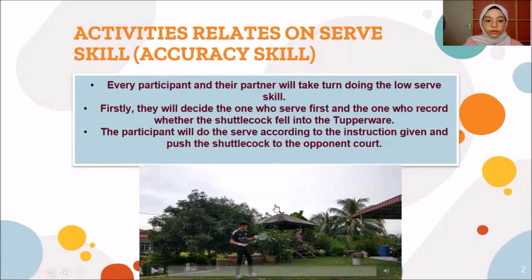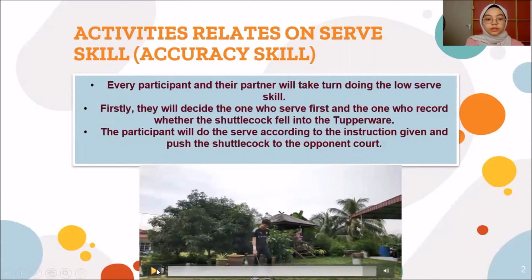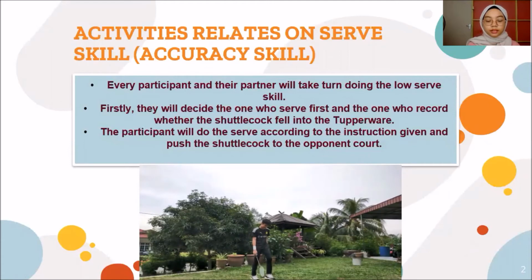Okay, here we can see why we say accuracy skill, because we want to make sure that the participant will serve accurately above the line. Okay, here is the video. Yeah, that's why the purpose of the accuracy skill is to ensure the participant aims at the target place properly so that they can serve accurately above the line.